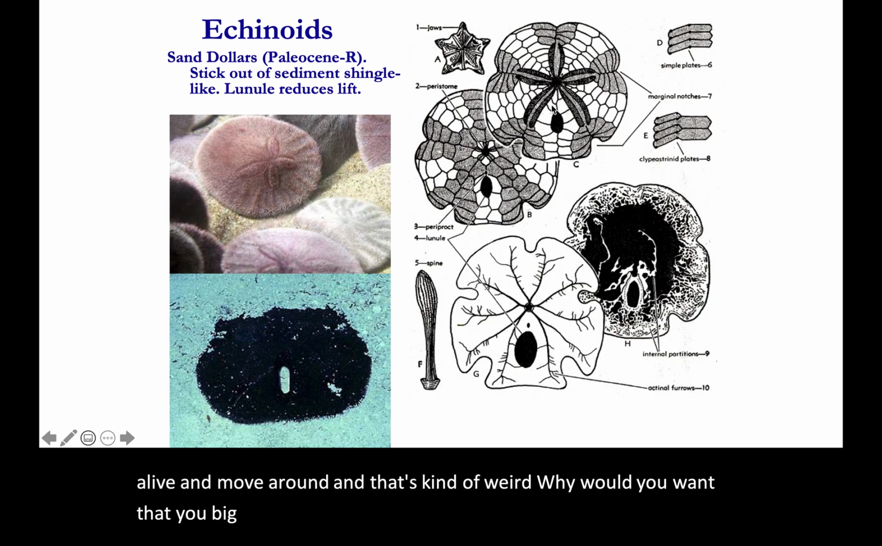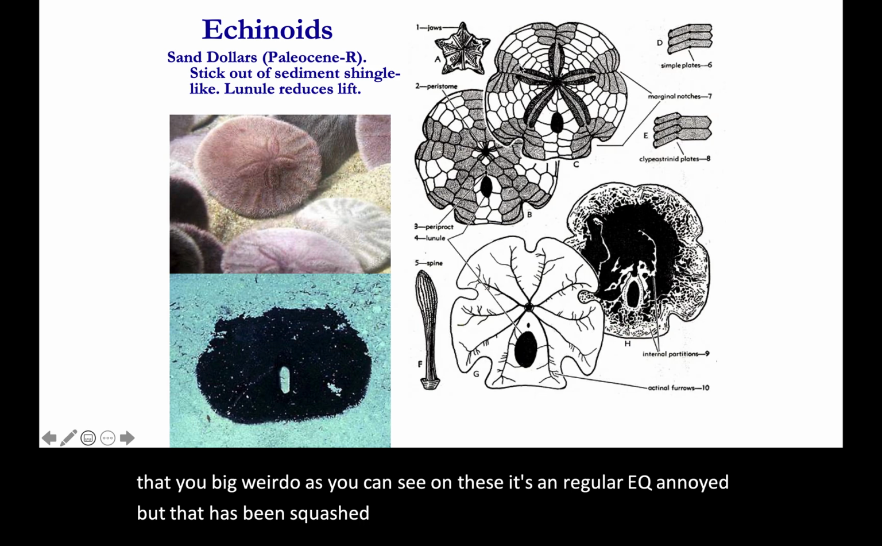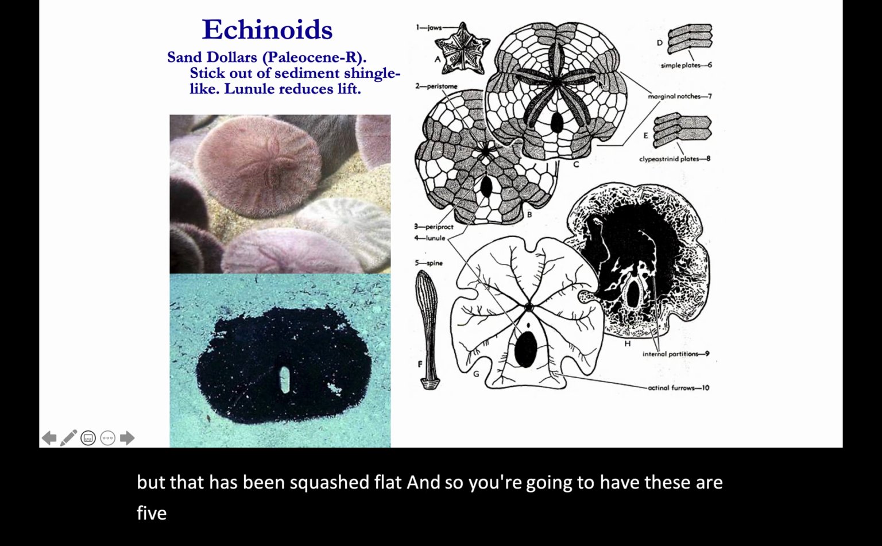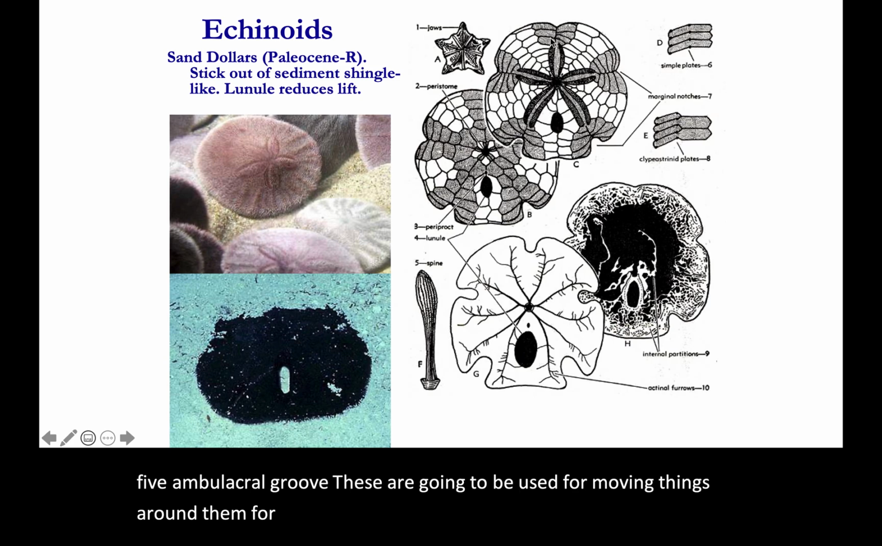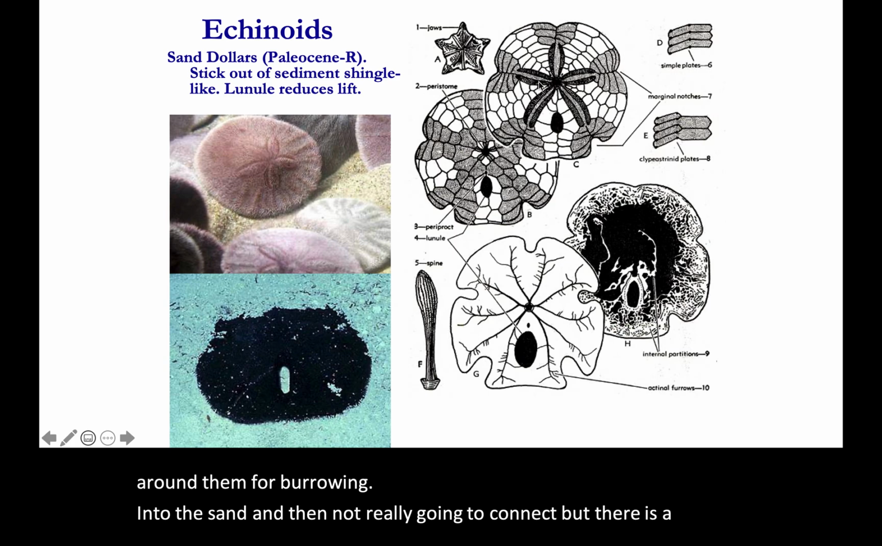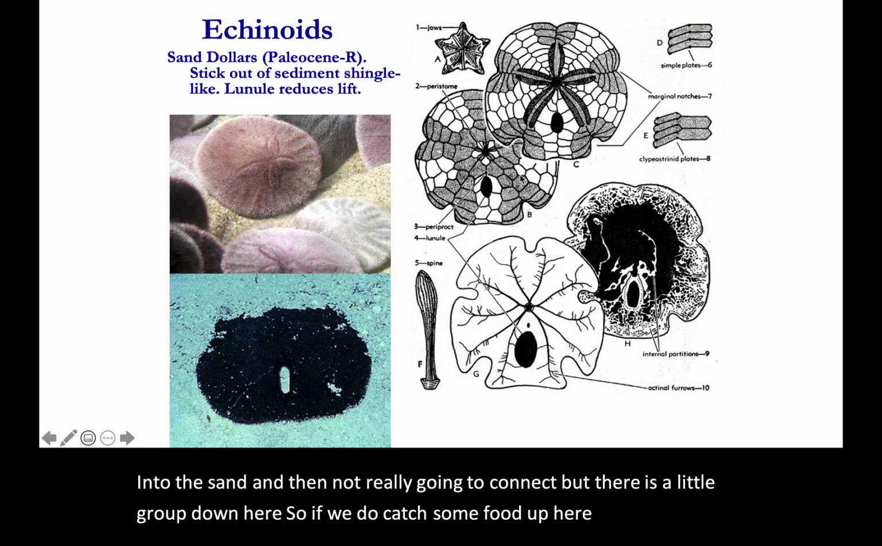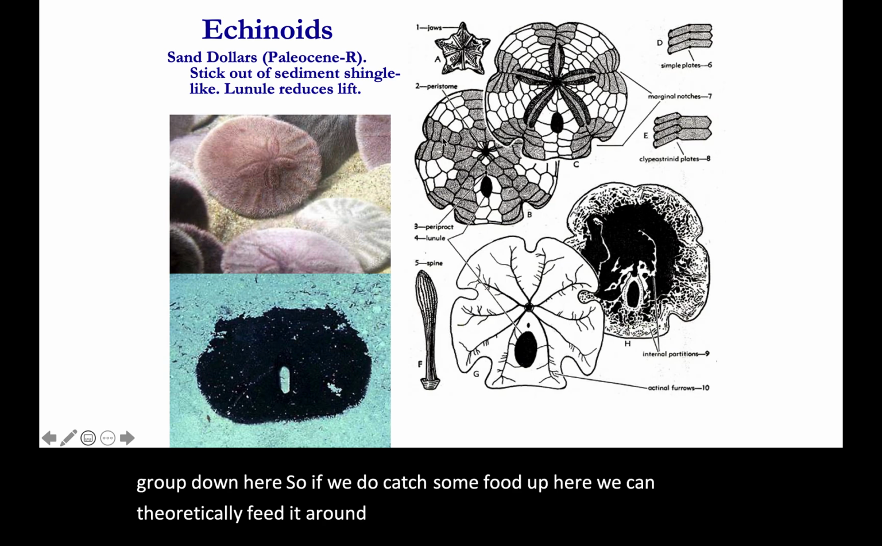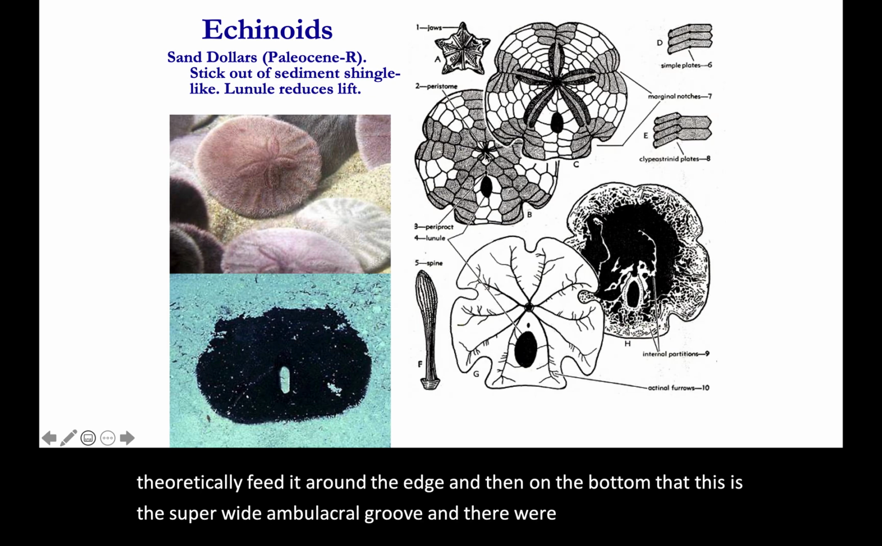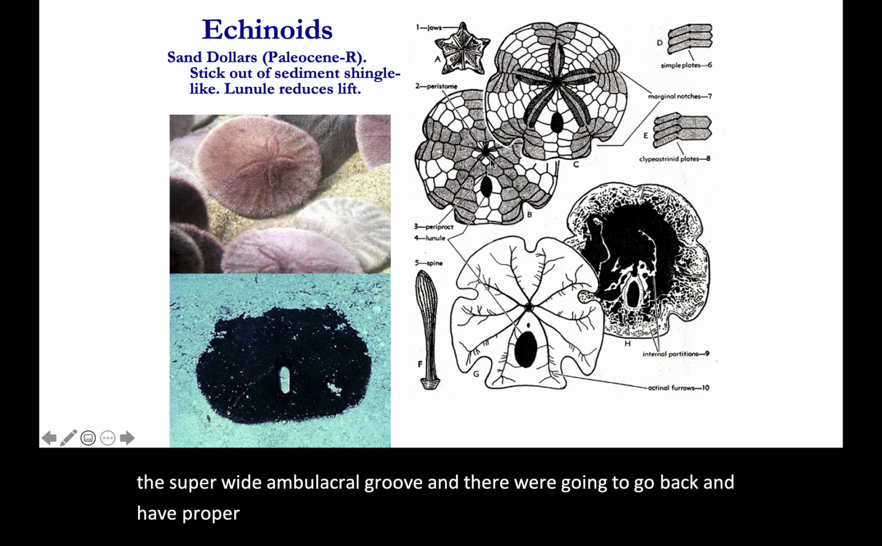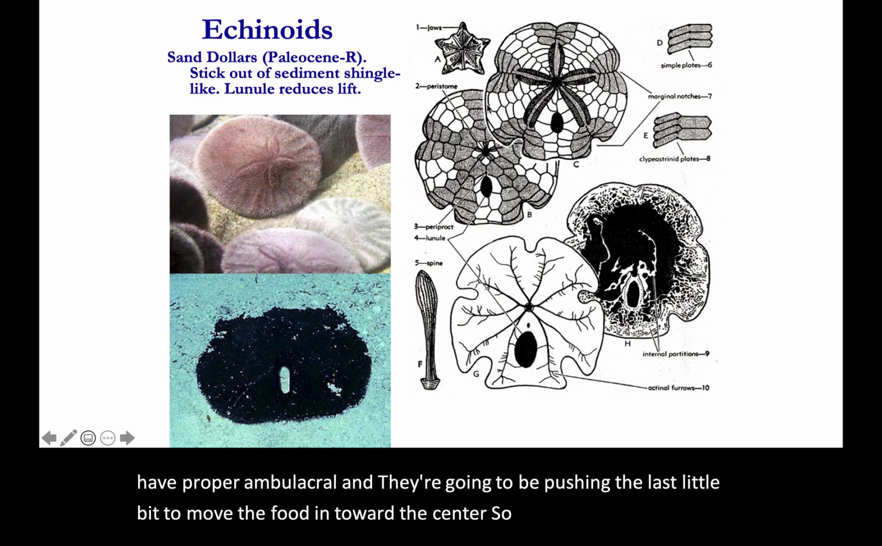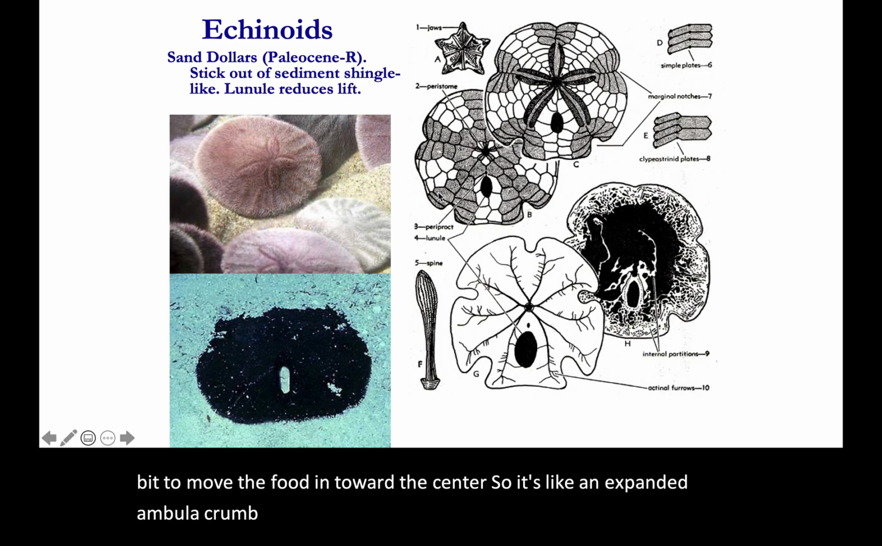As you can see on these, it's like a regular echinoid, but that has been squashed flat. And so you're going to have, these are 5 ambulacral grooves. These are going to be used for moving things around and for burrowing into the sand. And then they're not really going to connect, but there is a little groove down here. So if we do catch some food up here, we can theoretically feed it around the edge. And then on the bottom, this is the super wide ambulacral groove. And there we're going to go back and have proper ambulacra, and they're going to be pushing the last little bit to move the food in toward the center. So it's like an expanded ambulacrum that runs around the side.